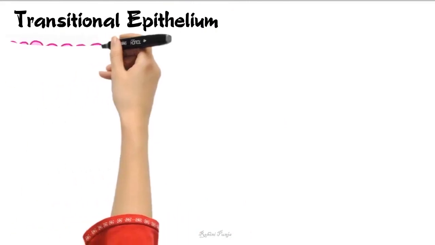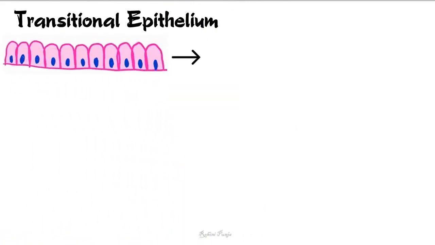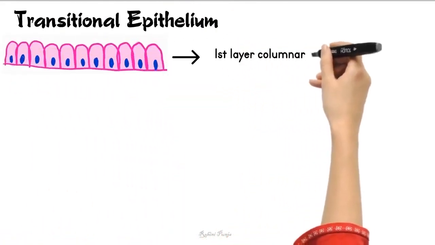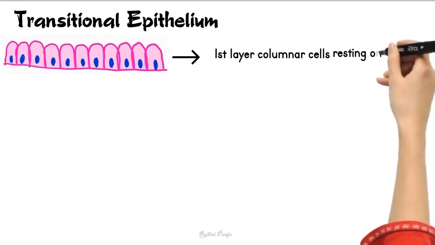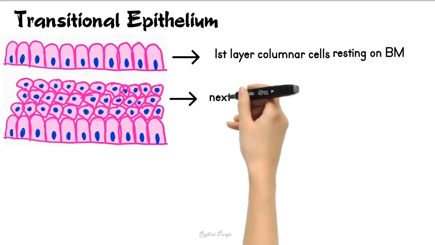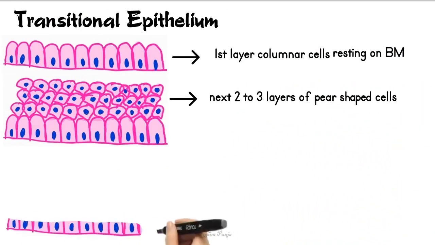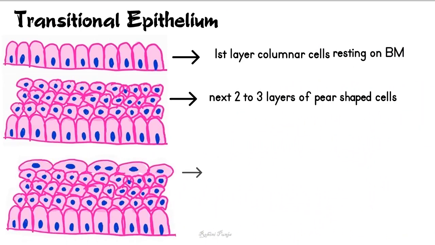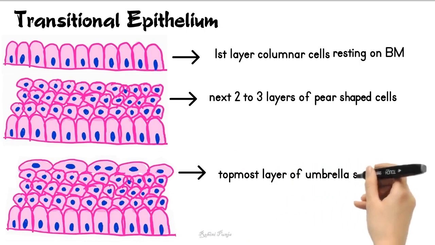Transitional epithelium is multi-layered. The first layer resting on the basement membrane are columnar or cuboidal cells. The next 2 to 3 layers are pear-shaped cells, over which we find large umbrella-shaped cells which appear flattened when distended or stretched. Some of these umbrella cells are binucleate.